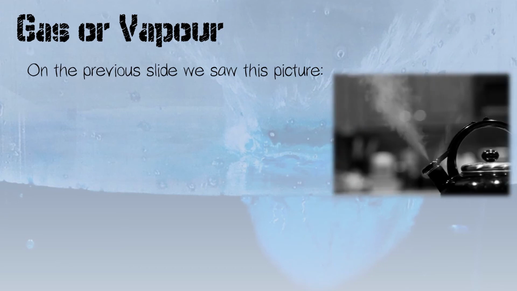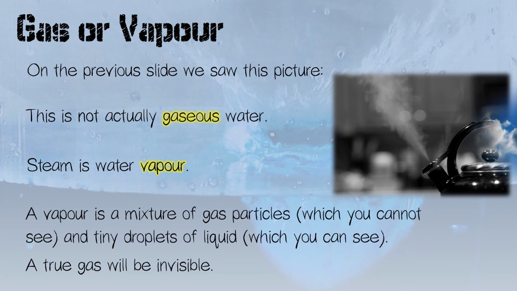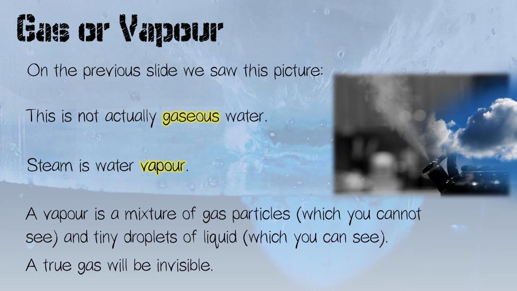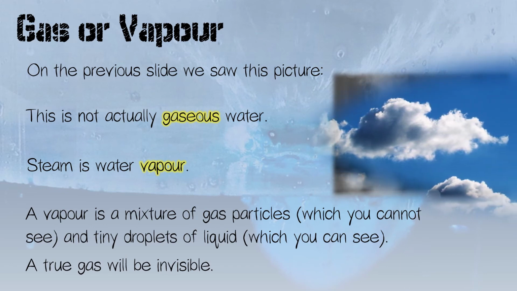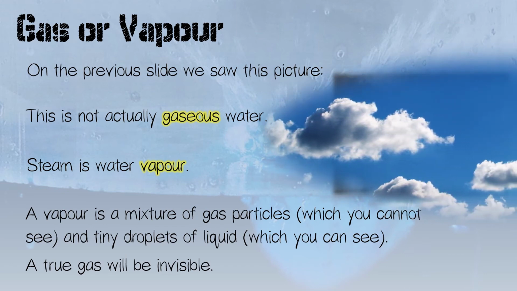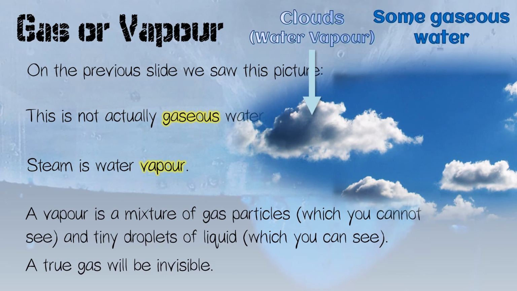But wait, on the previous slide we saw this picture, and I suggested that this is gaseous water, but it is actually not. Steam is water vapor. A vapor is a mixture of gas particles, which you cannot see, and tiny droplets of liquid, which you can see. A true gas will be invisible. For example, the clouds that we see in the sky are made of water vapor, but there will be an awful lot of gaseous water even in what we see as a clear blue sky.